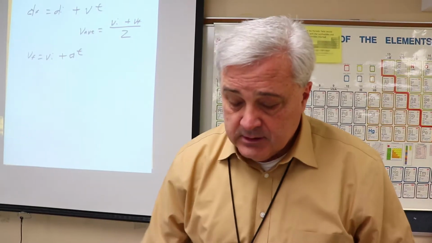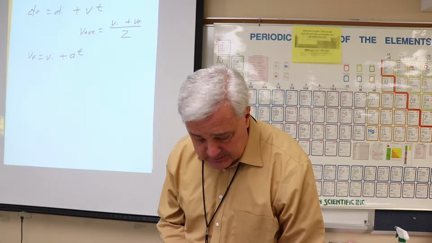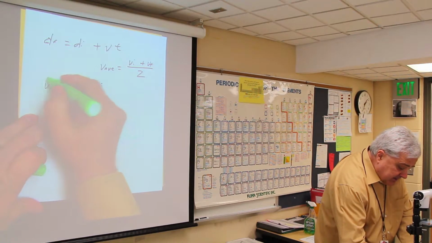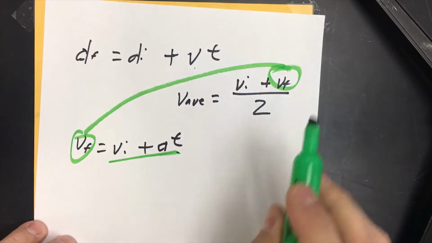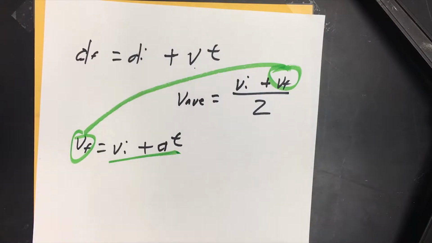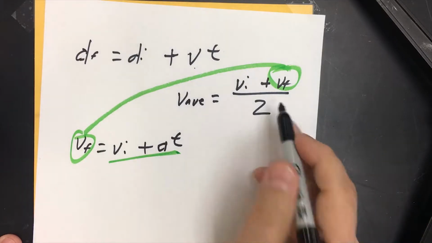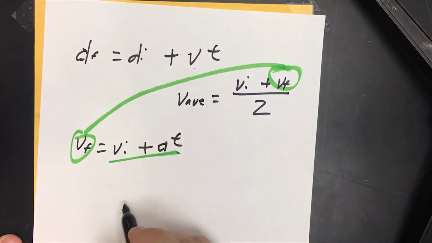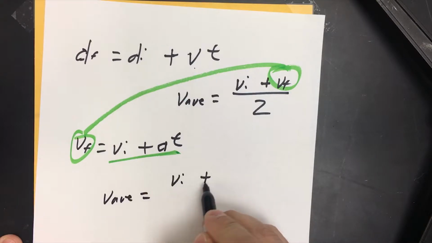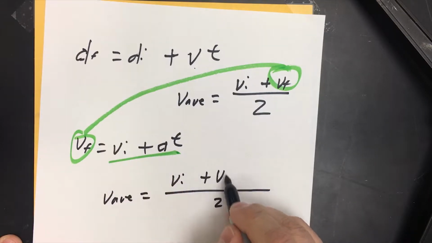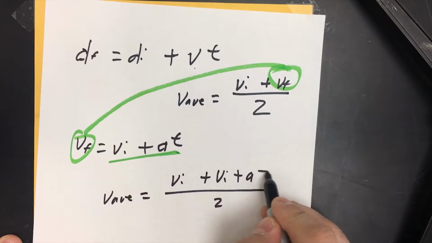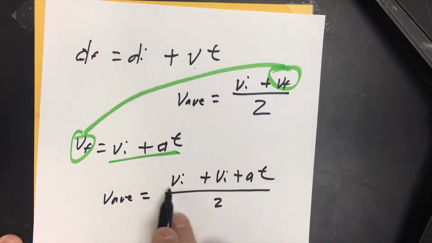So this is where I love my color highlighters: I can substitute this equation for v sub f. Algebra, this is big fun. So the average velocity becomes the initial velocity plus this, which is v sub i plus a t. Boom. Now, I'm going to combine terms, and I'm going to separate it.